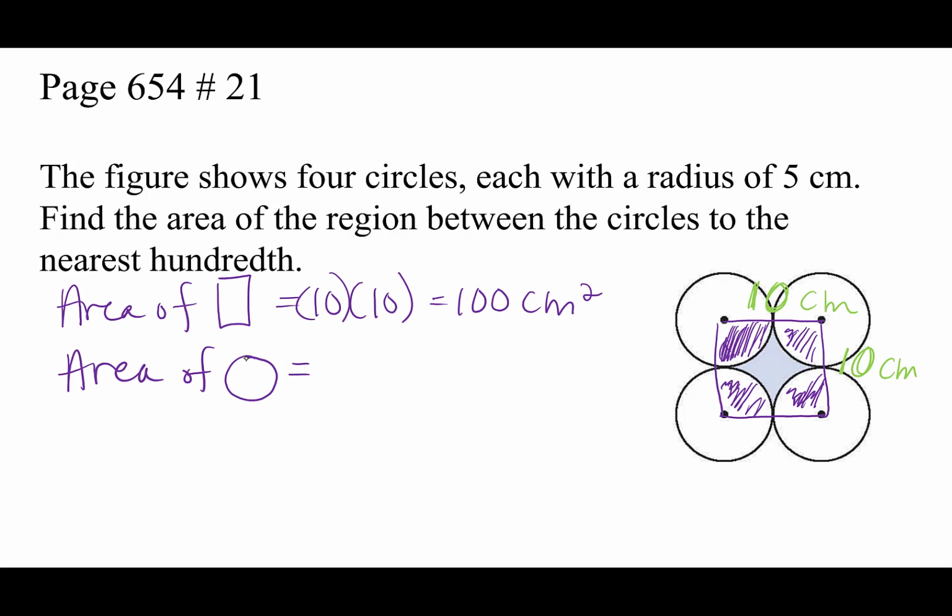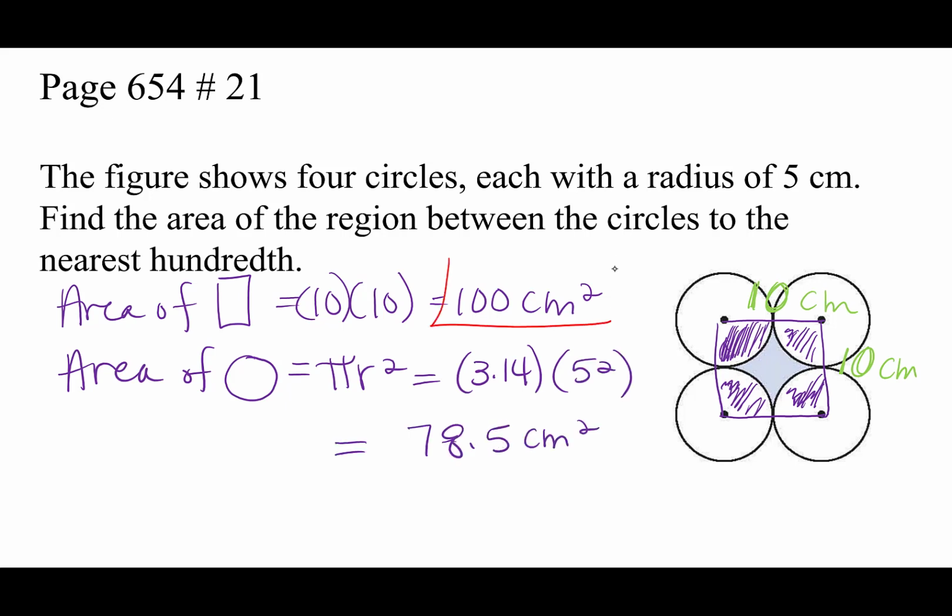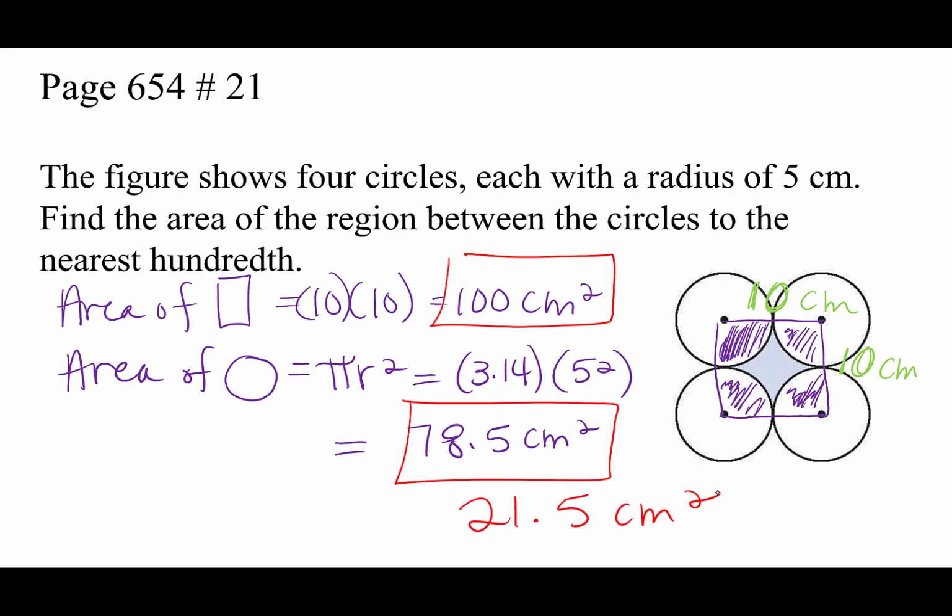Okay, so the area of a circle is pi r squared. This is 3.14 times 5 squared, which is 78.5. Next, I want you to take the area of the square and subtract the area of the circle, which is really the 4 quarter sections, which equals 1 total, and you should get 21.5 centimeters squared. The answer may be slightly different if you use the pi button on your calculator instead of 3.14, but your answer should be close to 21.5 centimeters squared.